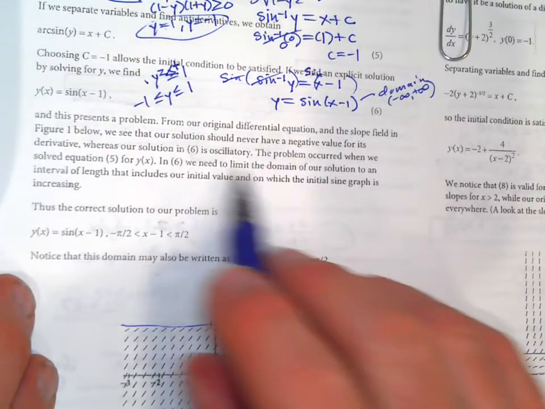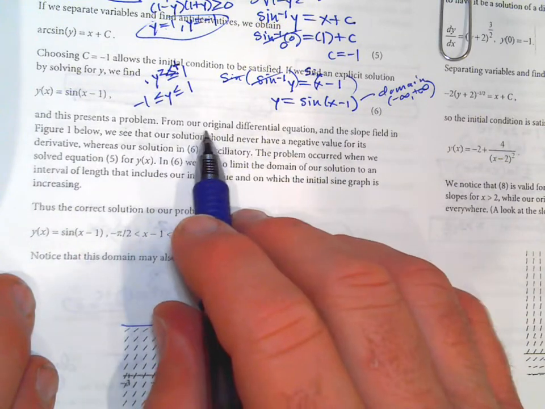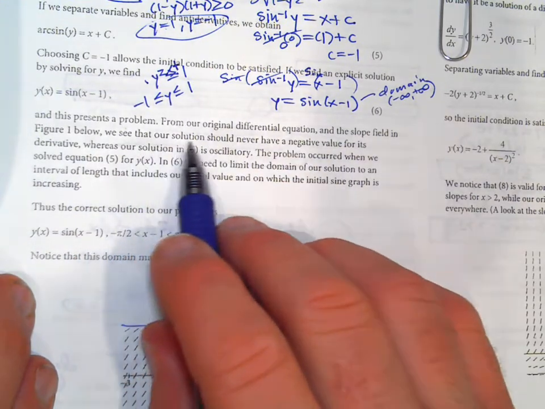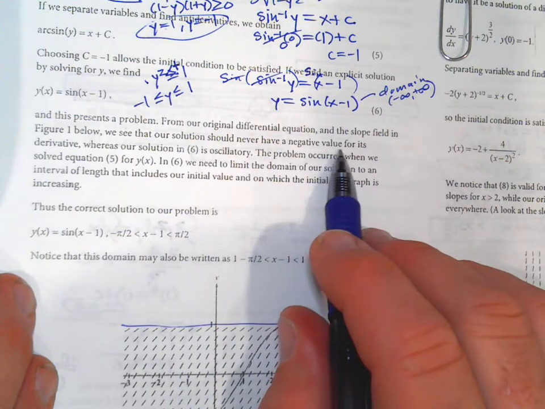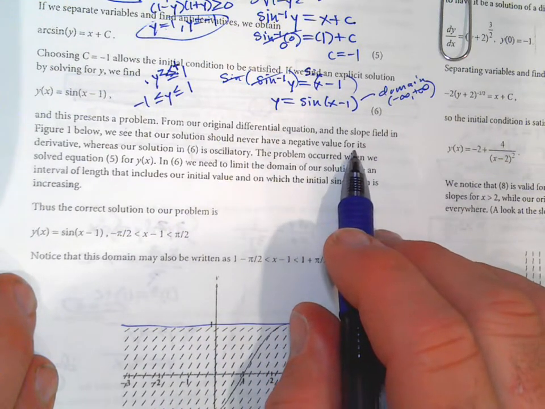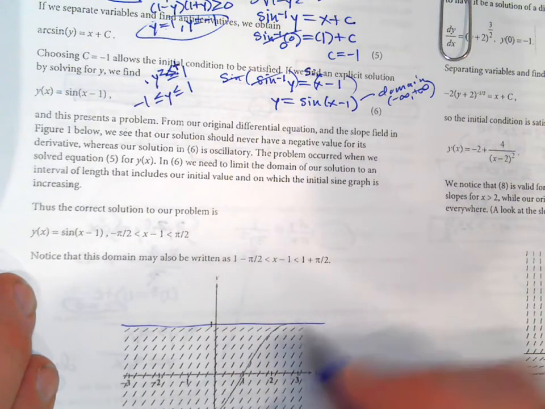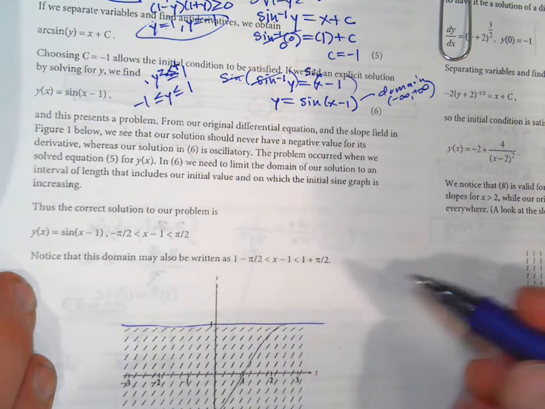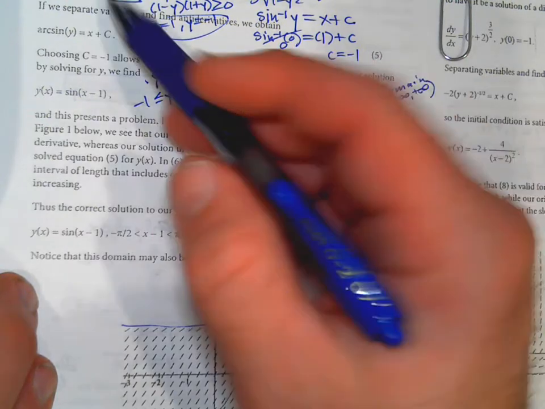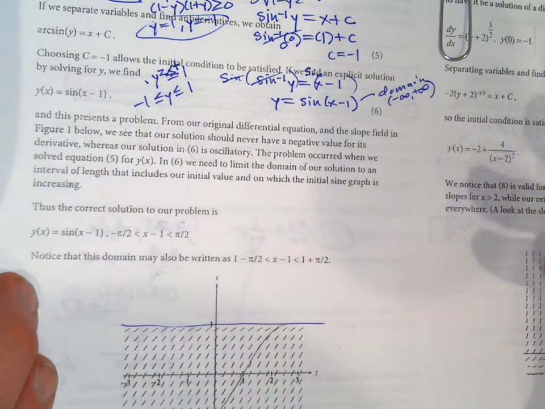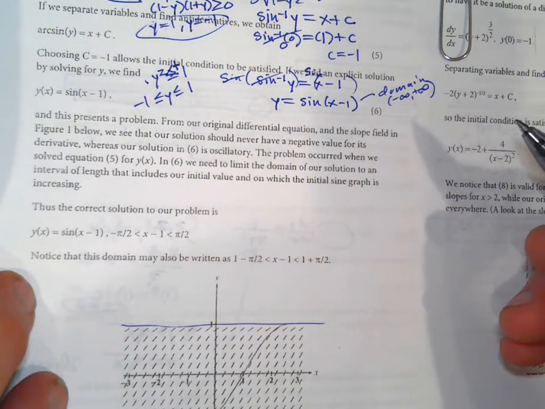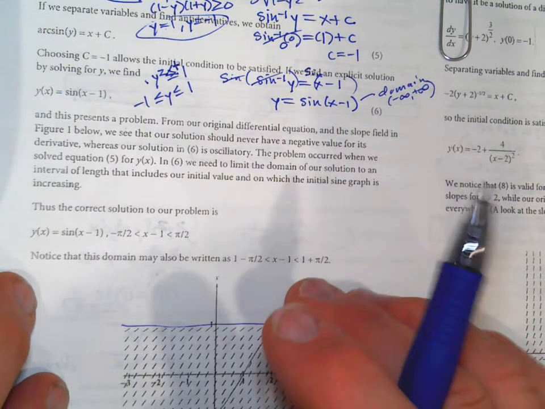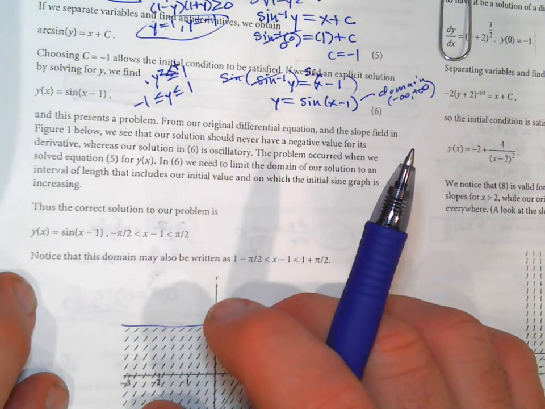Now, trying to find the x values that go with these. Looking at the slope field, we see that our solution should never have a negative value for its derivative. All these slopes are positive, right? It can never be negative. There's no way this is ever going to be negative. It's the square root of something. So we have to limit the domain in here so that we never get any negative slopes.